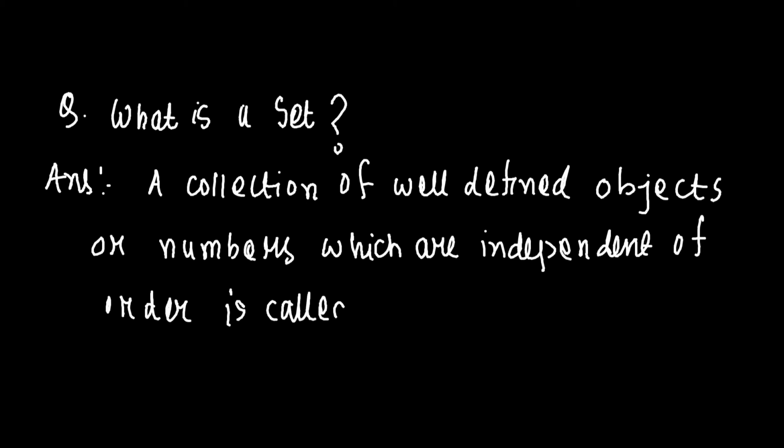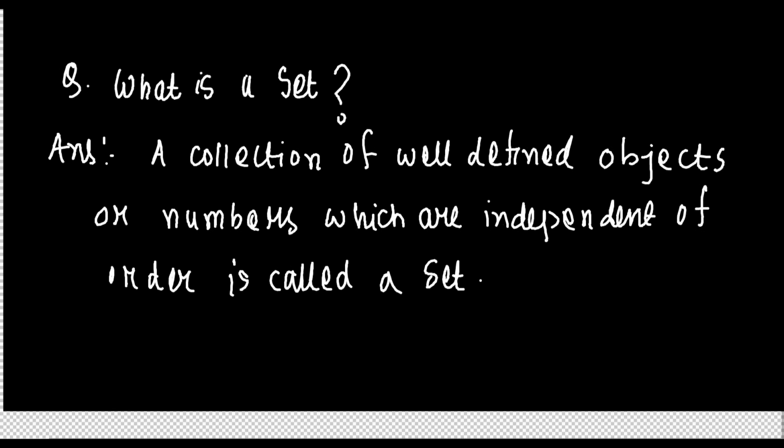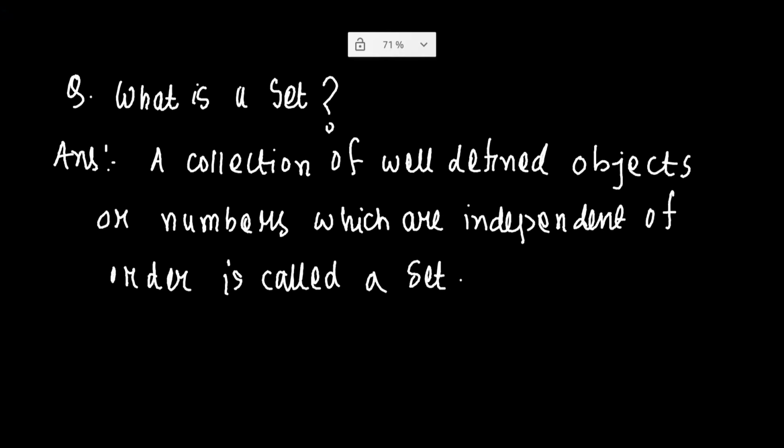is called a set. Okay, so what is a set? It is a collection of well-defined, this is very important, objects or numbers which are independent of order. That means the order in the set is not important. Order of the elements or numbers that we are putting inside the set is not important.